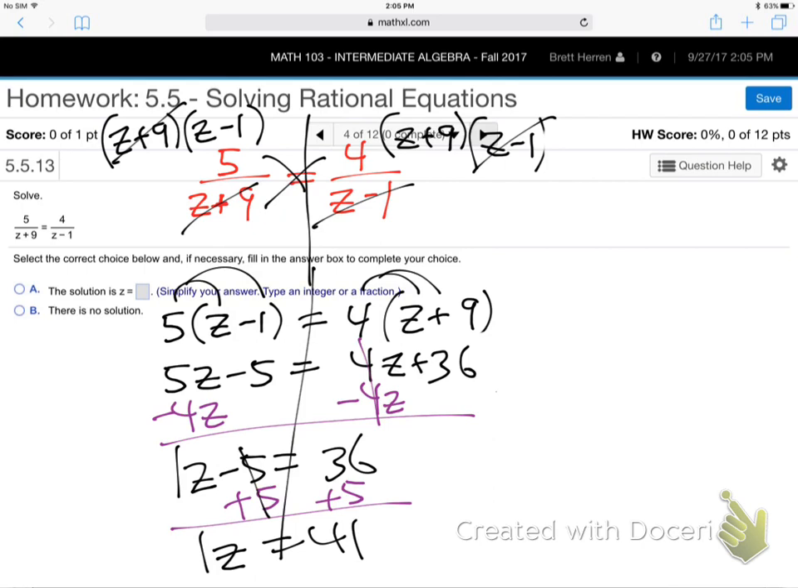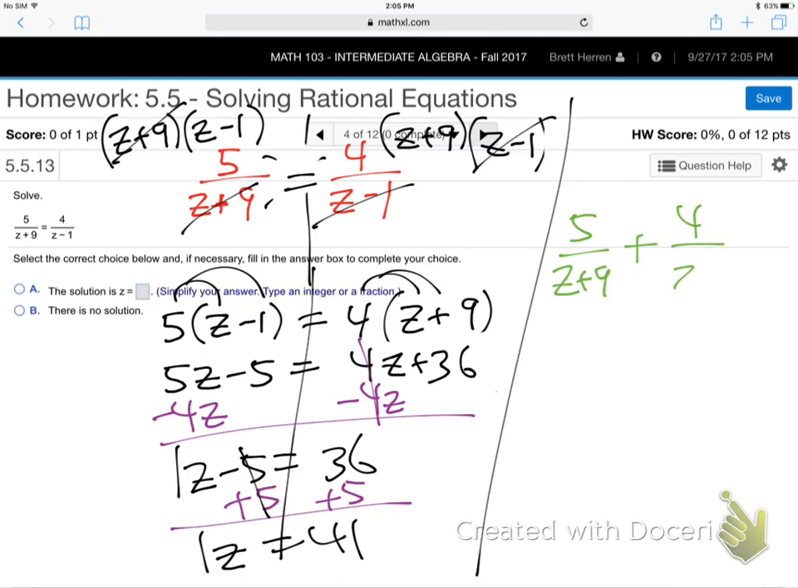So is that making sense? So we've had two different styles of denominators and how we handle those, haven't we? What if this was a plus? Over on the side here, I want to make sure this is making sense for you. What if it had been 5 over z plus 9, plus instead of equals? What if I'd had plus in the middle instead of equal? How would I have done this problem?